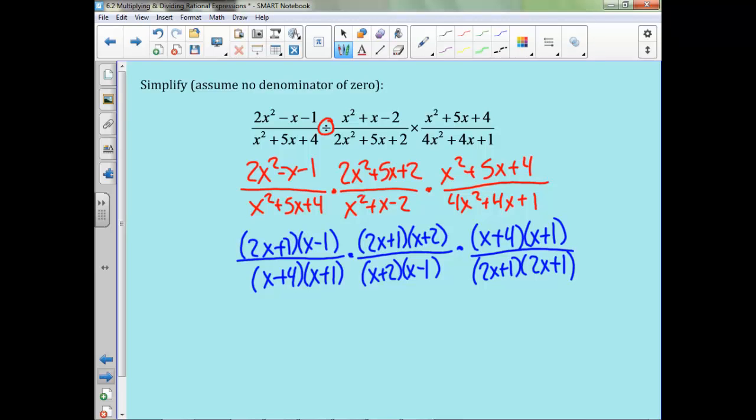And now let's see here. This 2x plus 1 can cancel with the 2x plus 1. Another 2x plus 1 will cancel with that 2x plus 1. X plus 1 divided by x plus 1. X minus 1 and x minus 1. X plus 2 is there, x plus 4 is here, and we are left with 1.